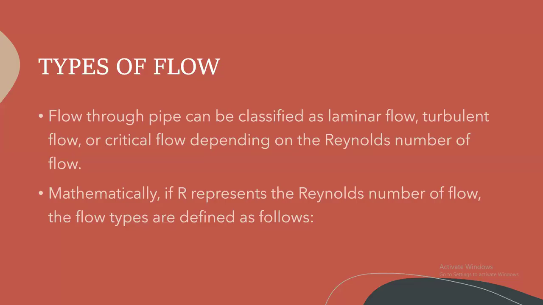So I'm going to talk about types of flow. Flow through a pipe can be classified as laminar flow, turbulent flow, or critical flow depending on the Reynolds number of flow. So this depends on the velocity of the fluid in a pipe. Laminar flow means it's moving slower, and there's no mixing of particles within the water molecules. Whereas turbulent flow, we call it fully developed. Now the particles of the fluid or water are getting mixed. Then the critical is in between.